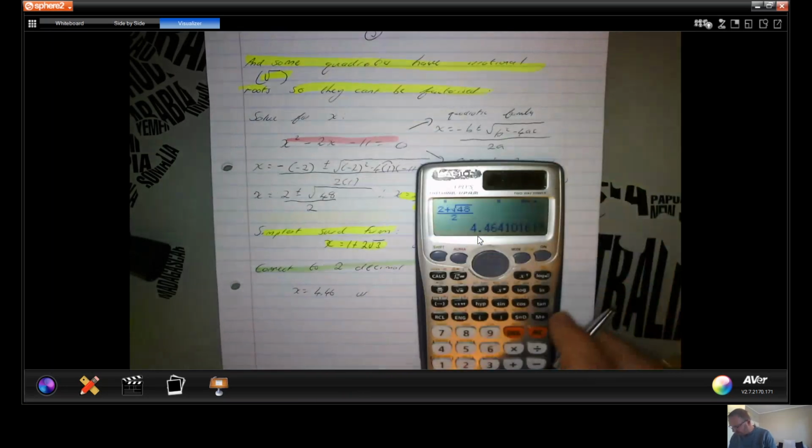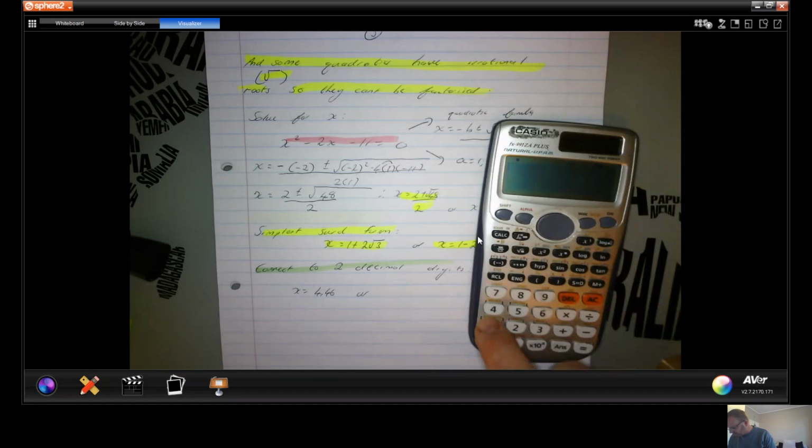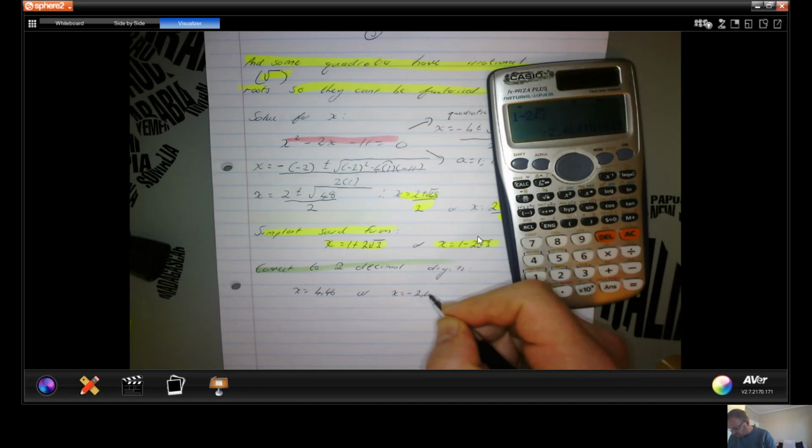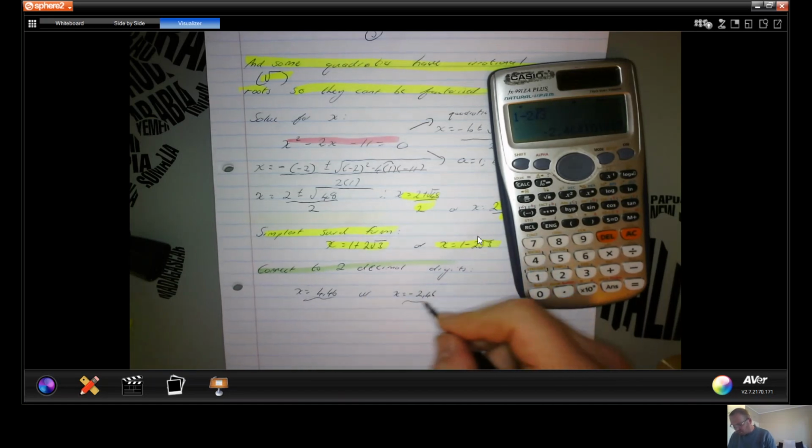And if you go back and do 1 minus 2 root 3, you get x is equal to negative 2,46. Okay, those would be your solutions to 2 decimal digits.